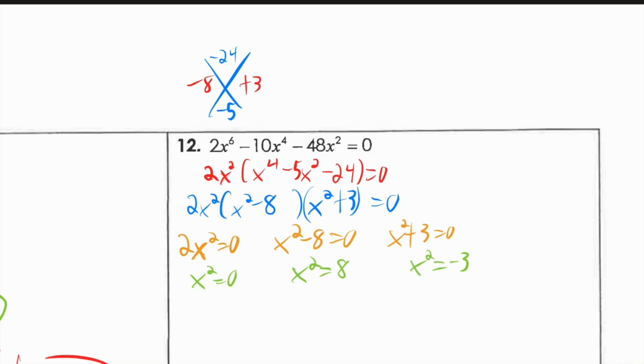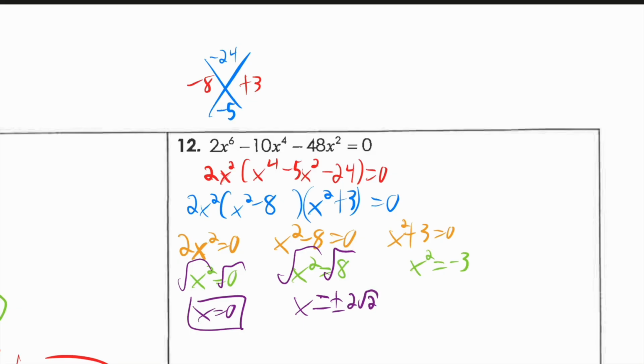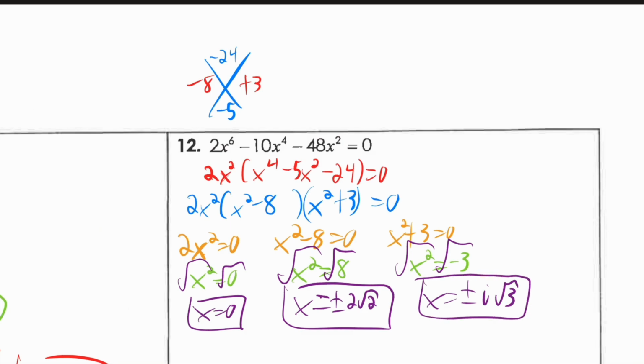So now as I square root the first one, I get x equals 0, cannot be positive or negative. Square rooting the other one, I get x equals positive negative 2 square root 2 as it simplifies. And square rooting the last one, I get x equals positive and negative i square root 3, as our 5 answers.